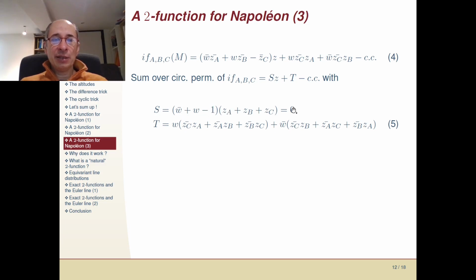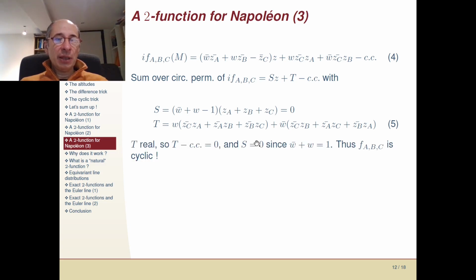Hence S is equal to 0. T is not equal to 0, but you can observe that T is a real number because this term is the complex conjugate of this one. So T will cancel out with its complex conjugate. So indeed, F will be a cyclic two function.